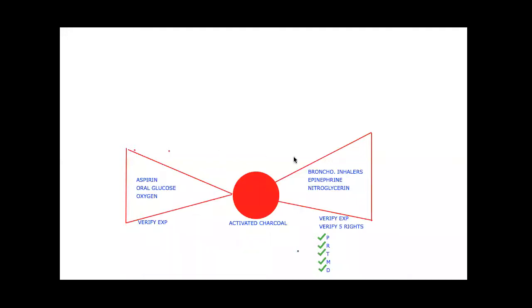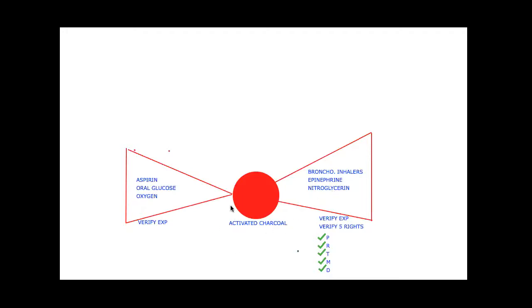So what you can see on this share screen on the whiteboards, for those of you on your laptops, you see the ribbon that I told you guys about yesterday. This is that ribbon of the medications that you are responsible for giving or assisting your patients with. On the left side, you have your ambulance medications: aspirin, oral glucose, and oxygen. And on your right-hand side, you have these prescribed medications: the bronchodilator inhalers, epinephrine, and nitroglycerin.